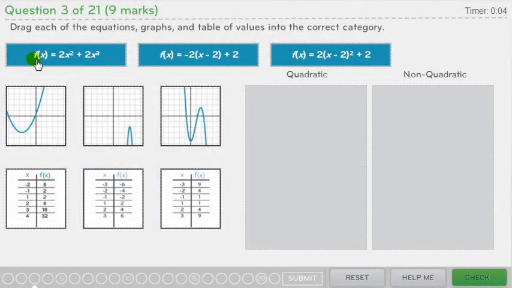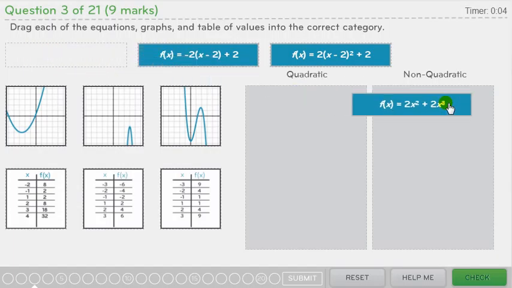You need to be able to identify quadratic functions given in function notation, in graph form, or in a table of values. Let's first look at the equations given in function notation. f of x equals 2x squared plus 2x cubed is not a quadratic equation because x is raised to the highest power of 3, a cubic function.